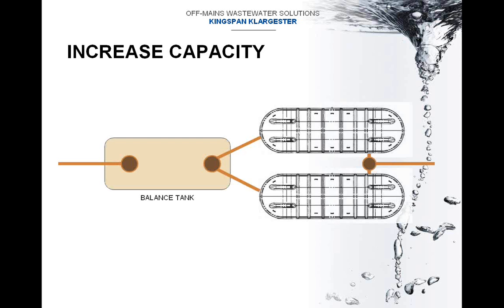Klargester can offer increased capacity systems such as modular systems, whether it be a balance tank followed by 2 BIODISC systems as this slide shows, or full modular systems using primary balance, treatment modules and final settlement tanks, usually done with the ENVIROSAFE HEQ system.